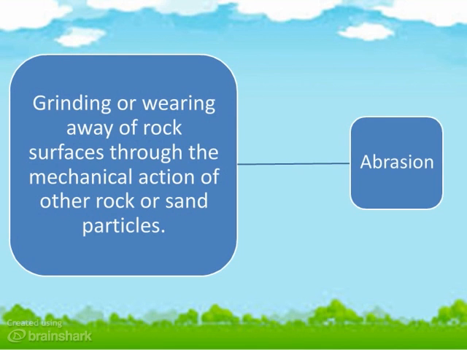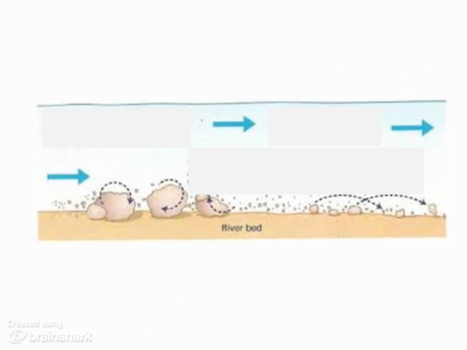Another kind of mechanical weathering is called abrasion. This is the grinding or wearing away of rock through mechanical action of other rocks or sometimes sand particles. Here's an example of abrasion.